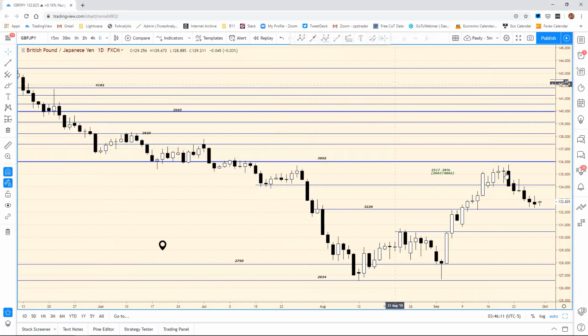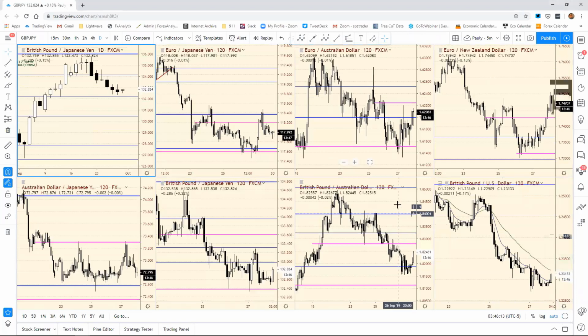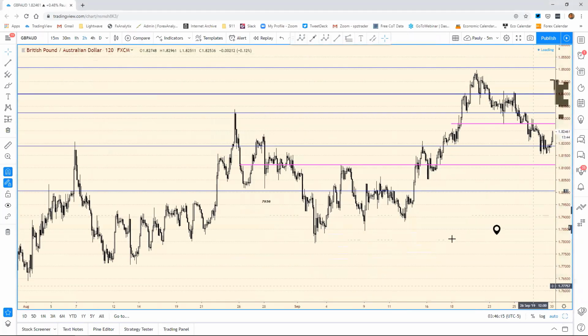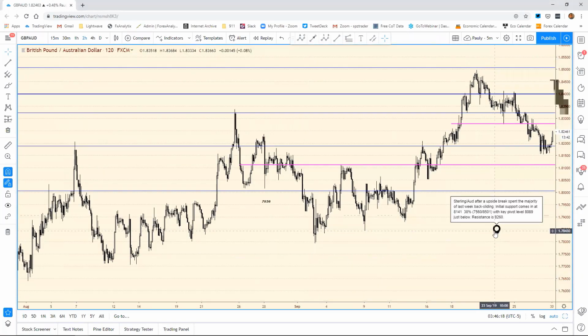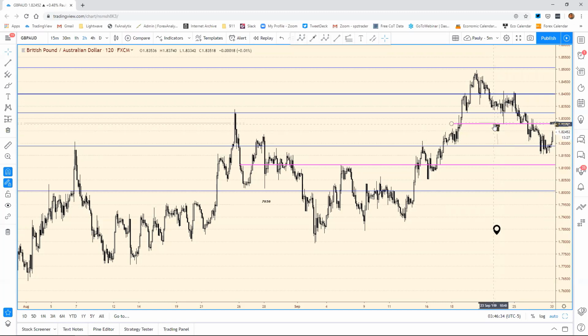Let's move into the sterling odd. Well, the sterling odd, after an upside break, spent the majority of last week backsliding. Initial support comes in at 81.41 with a key pivot level of 80.89 just below. Resistance is 82.60. You can see that coming in right there. And on the 2 hour, it actually comes in there at 82.80. Right there, 60. You see there?